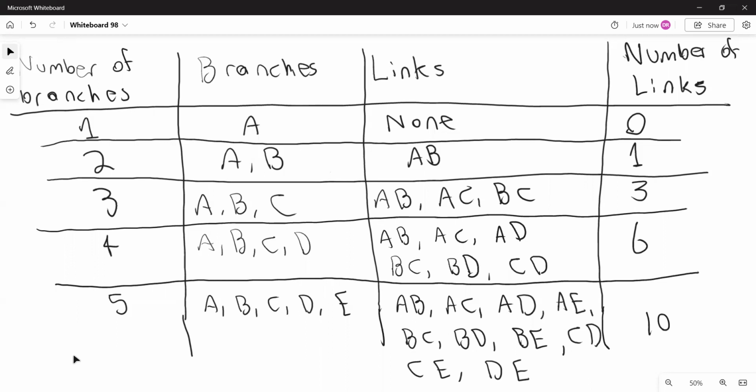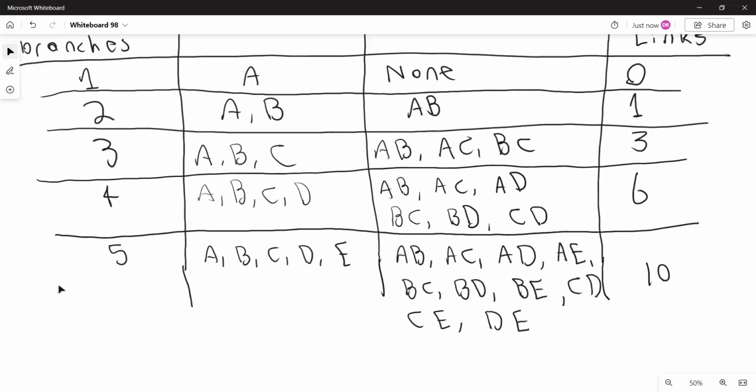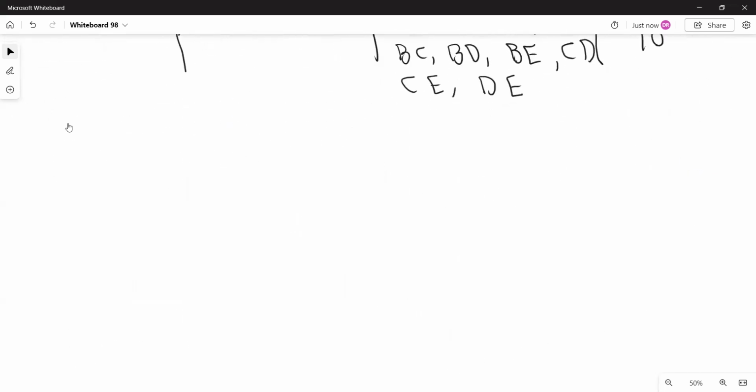Okay, so I'm not going to give the pattern yet, but let's see. We started with 0, and then we added 1. So 0 plus 1 is 1. 1 plus 2 is 3. Then 3 plus 3 is 6. 6 plus 4 is 10, and so on. If this pattern continues, the next one would be 15. Okay, so here's the question. What about the 12 branches?